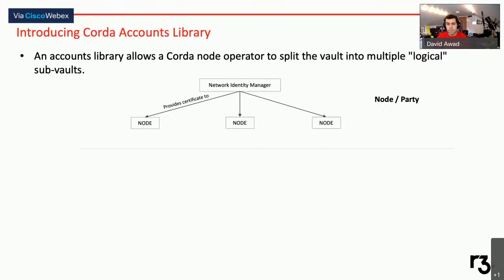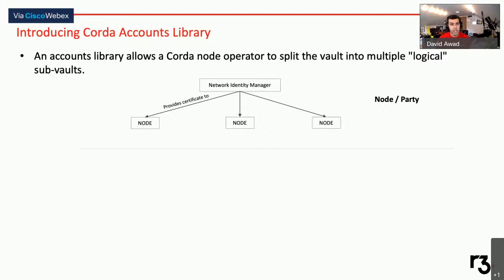So it's called the Corda Accounts Library. Long story short, the Accounts SDK allows a Corda node operator to split the regular vault of facts or states into multiple separate logical subvaults. Note that I said logical, not physical, and I'll elaborate more on that in a minute. But just keep in mind this normal network you could imagine, right?